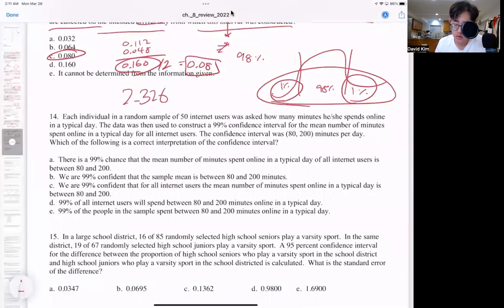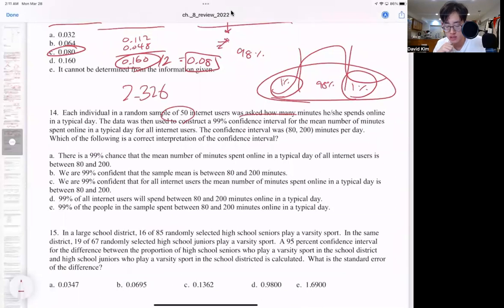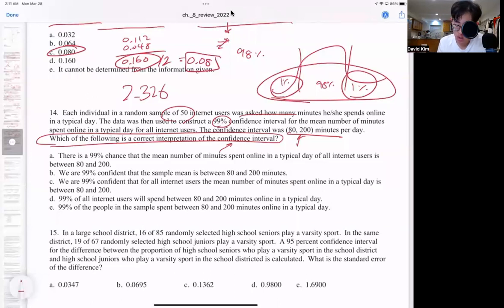All right, number 14. Each individual in a random sample of 50 internet users was asked how many minutes. The data was then used to construct a 99% confidence interval. Look at what the question is asking: which of the following is a correct interpretation of the confidence interval? They're not asking what the 99% confidence interval means. They're asking you to interpret that interval, 80 to 200. So we are going to eliminate A. We're not going to start a sentence like that, or like D or E. We always start with the 'we are' statement whenever they're asking us to interpret the confidence interval alone. We are 99% confident that for all internet users, the mean number of minutes spent online in a typical day is between 80 and 200. Better to choose C rather than B. B is just not good enough to be the correct answer compared to C. So 14 here is C.